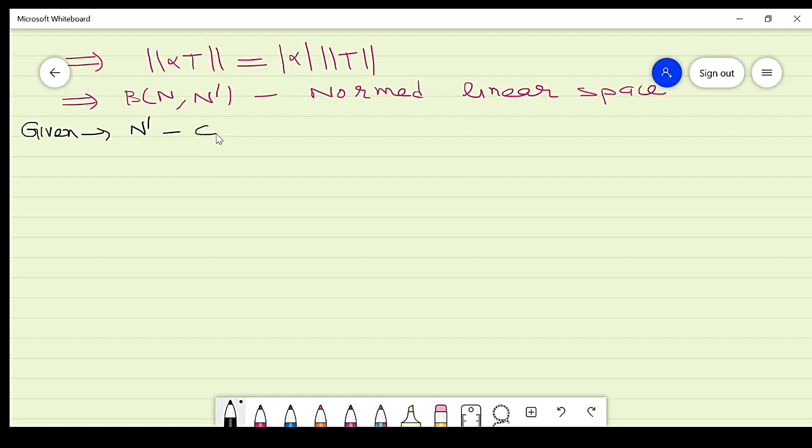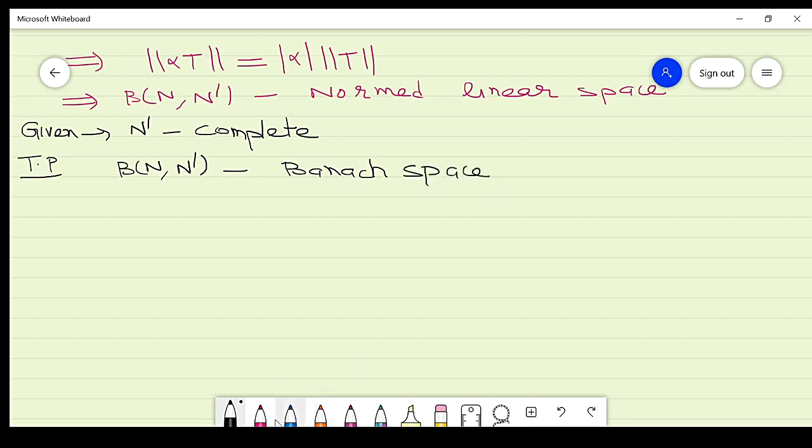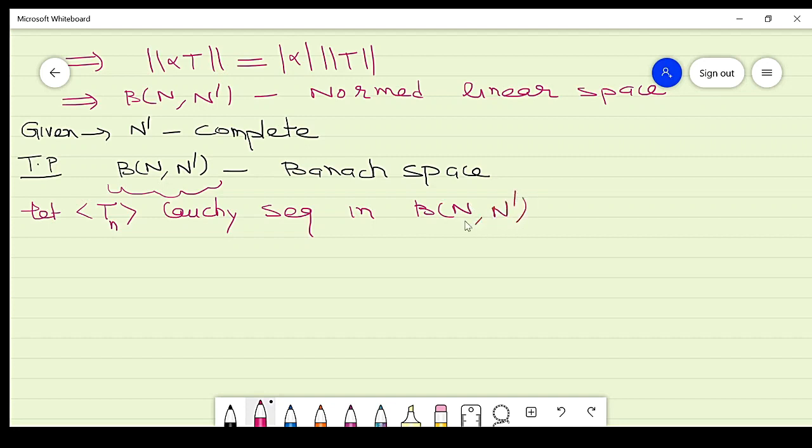In the second part, given is that N' is a complete space. To prove: B(N, N') is also a Banach space, or we can also say that it is a complete space. Now to prove that this space is complete, first we take a Cauchy sequence. Let Tn be a Cauchy sequence in B(N, N'). Remember that each Tn is a bounded linear operator because it belongs to B(N, N').